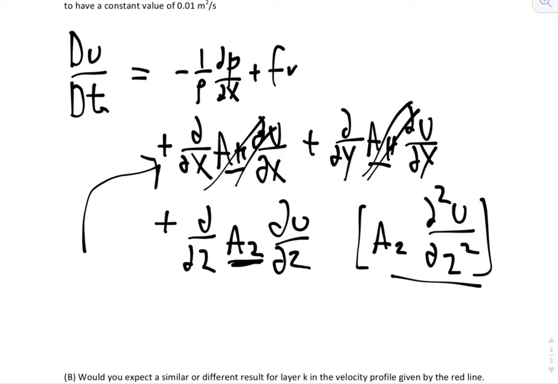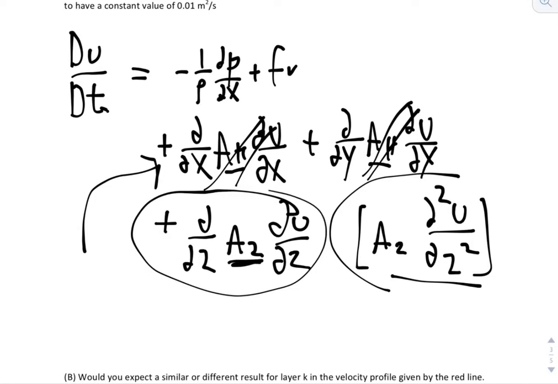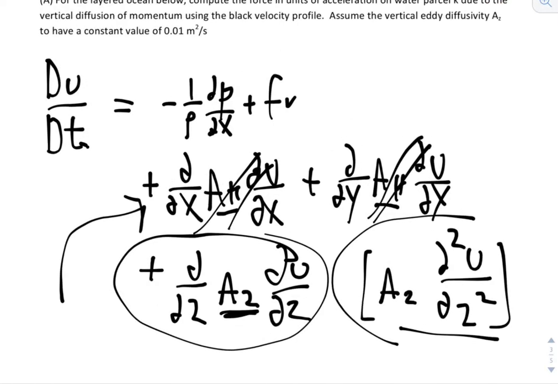We're going to focus in on this particular term right here. We're going to focus on asking ourselves, what is the value of this term? You're given in the problem the value of the diffusivity A_z, which is in units of meters squared per second, is equal to 0.01 meters squared per second, which is a good representative value. So we're going to go back and make a computation of this.